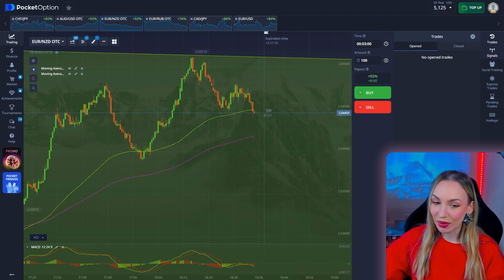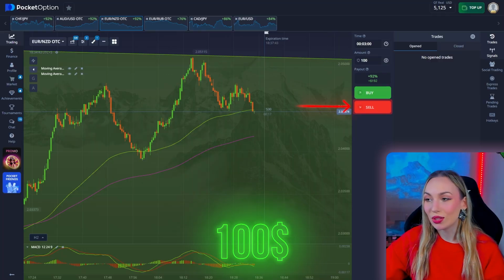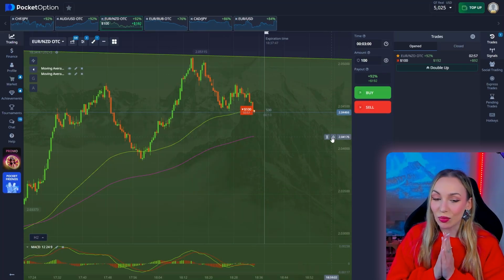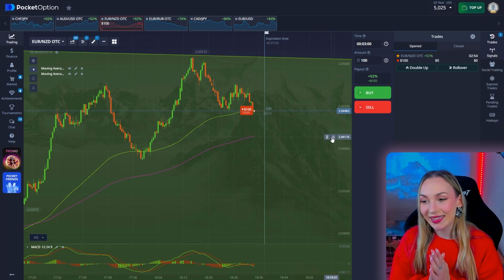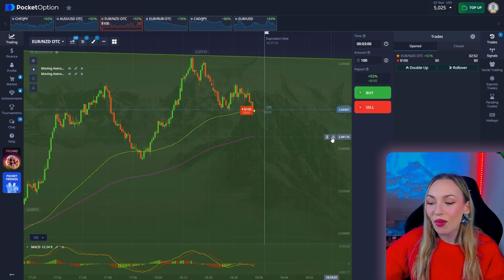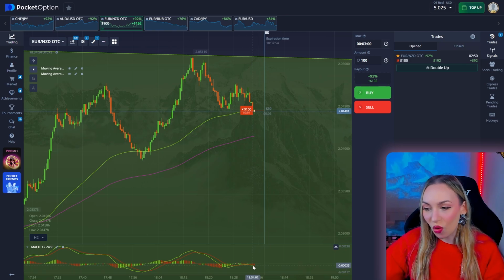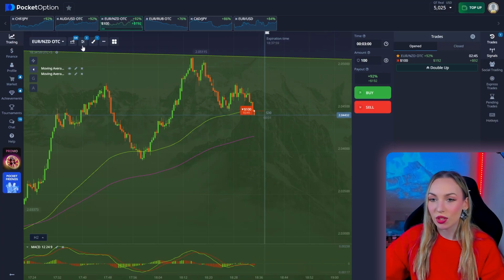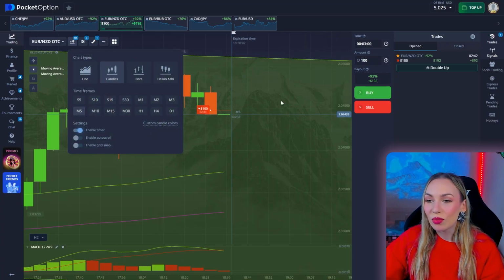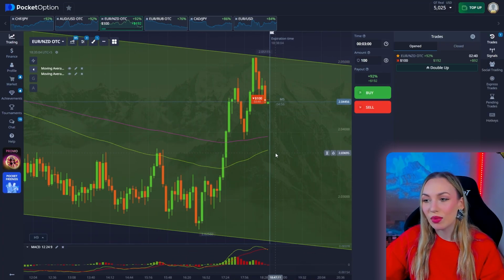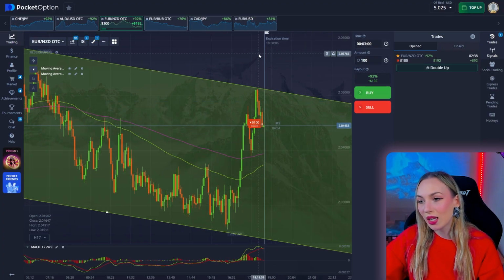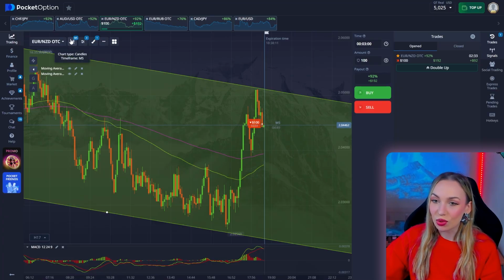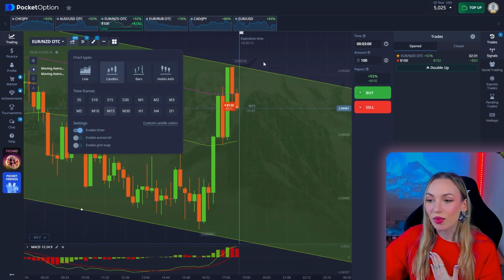EURNZD is still going down and I can't help but take advantage of this. So 3 minutes again, $100 again in the downward direction. Even though MACD lines crossed in the oversold zone, which is a bad signal to open the trade in the downward direction, we know that the EURNZD is super stable and it touched the resistance and it's moving. The main trend of EURNZD is a downward trend if we check the longer time frames.